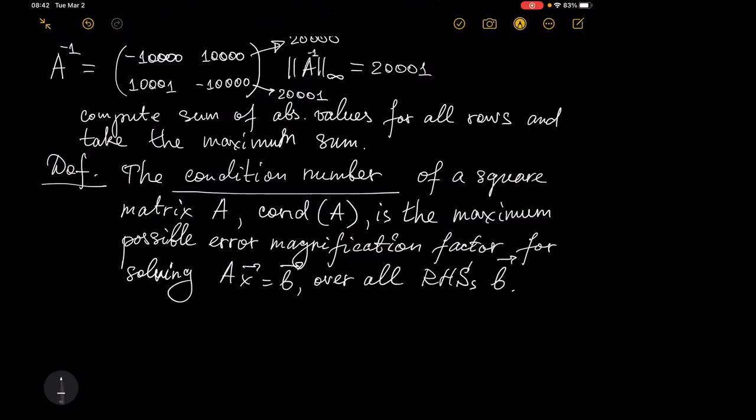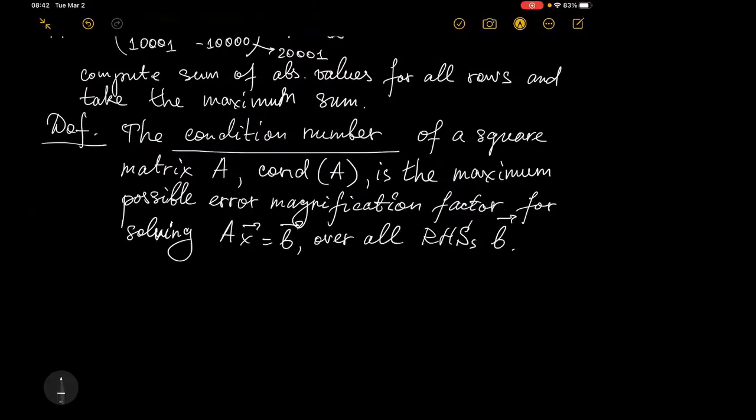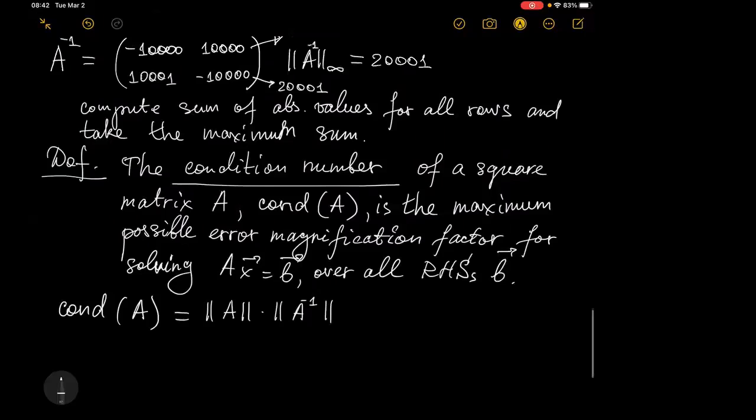Okay, now I will just give you the formula. The condition number of a matrix A can be given as the norm of A multiplied by the norm of A inverse. So really, you can compute this condition number over different norms, but usually you need to use the same norm.